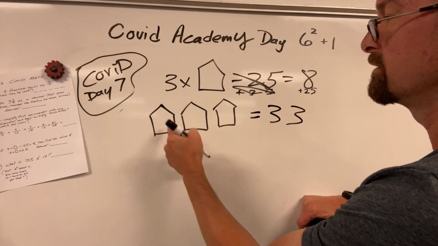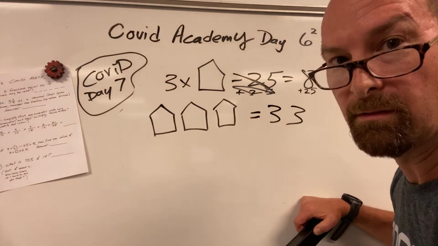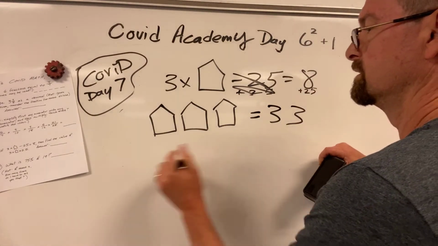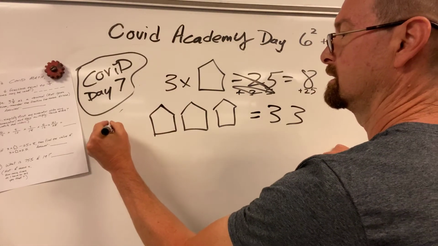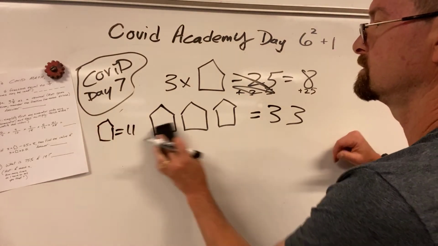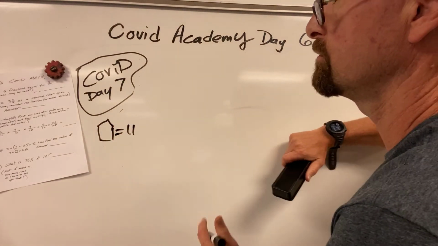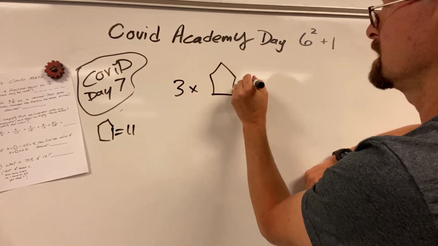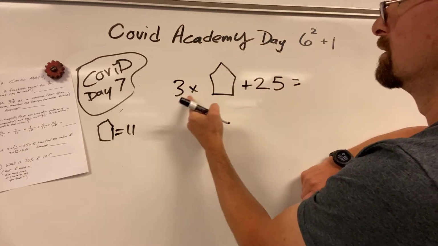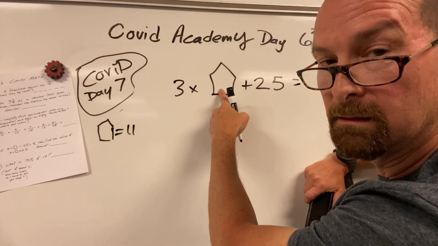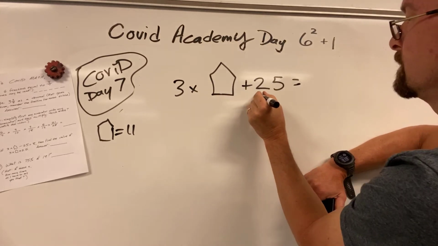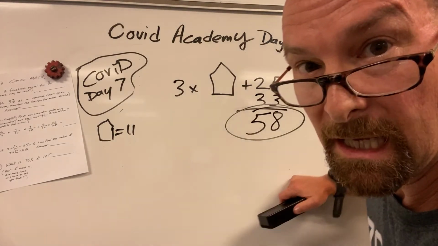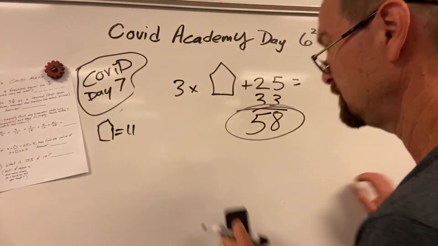Now you can probably look at it. If house, another house, and another house is equal to 33, where are each of those houses? 11. House equals 11. So let's remember that. Let's write it down here. House equals 11. And now we do some erasing. And my job is to now find out 3 times housey house plus 25. So 3 times 11 is 33. 33 plus 25. Let's add them up. 33. That's 8. 58. Did you get 58? Did you? Good for you.